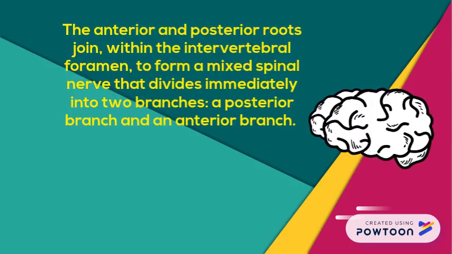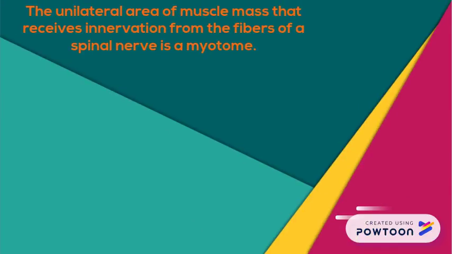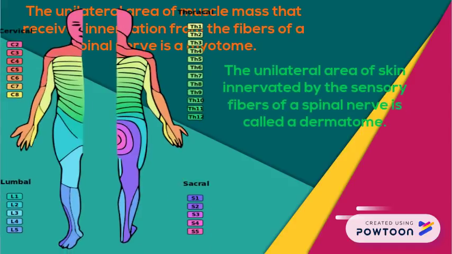The anterior and posterior roots join within the intervertebral foramen to form a mixed spinal nerve that divides immediately into two branches, a posterior branch and an anterior branch. The unilateral area of muscle mass that receives innervation from the fibers of a spinal nerve is a myotome. The unilateral area of skin innervated by the sensory fibers of a spinal nerve is called a dermatome.